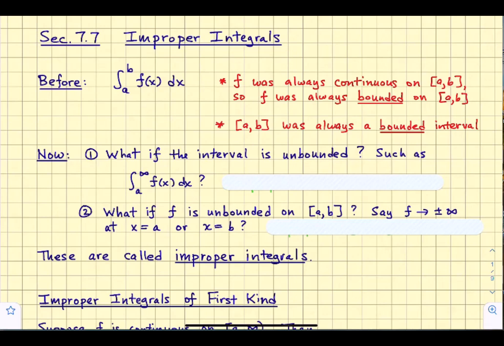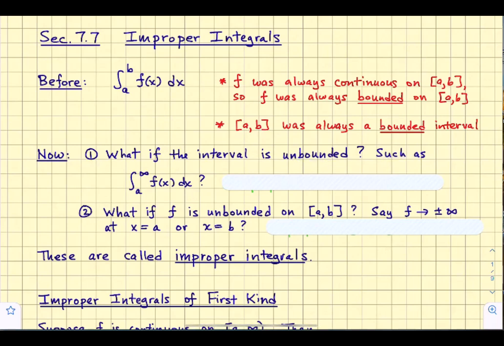Section 7.7, Improper Integrals. Up until now, we have always considered integrals of the form integral from a to b of f of x dx, where f was always continuous on the interval from a to b, and so f was always bounded on the interval from a to b. Also, our interval of integration, a b, has always been a bounded interval, meaning neither a nor b could go to positive or negative infinity. So the question before us today is, what if the interval itself is unbounded?